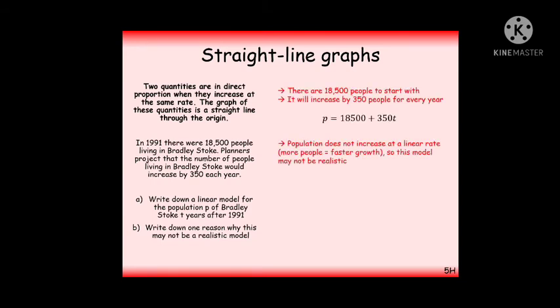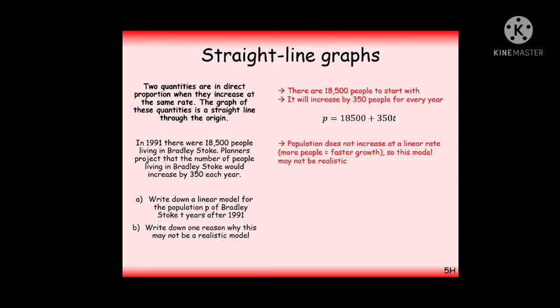Okay. So what we know, we can easily write that linear model. And part B, one reason why this is not realistic. Well, population doesn't grow at a linear rate. With more people, it's faster growth. So this model may not be realistic. And that would get you all the marks for part B.